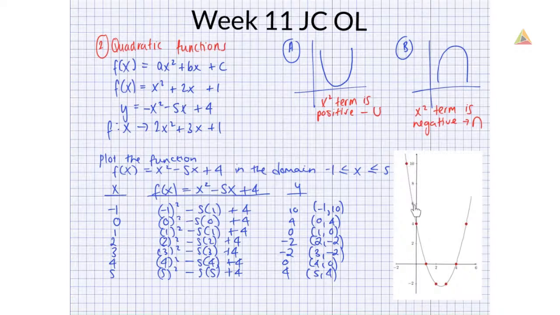And as you can see, this is in the shape of a U, which would indicate that the quadratic function, the x squared term, is positive. So that's the theory on quadratic functions and linear functions. So we're going to do some questions now to put this theory into practice.